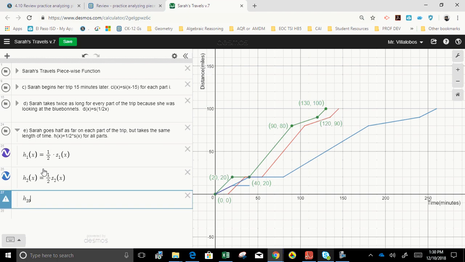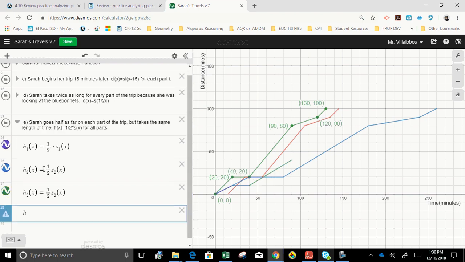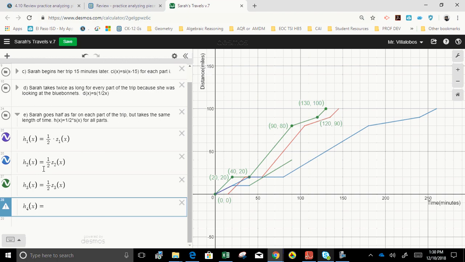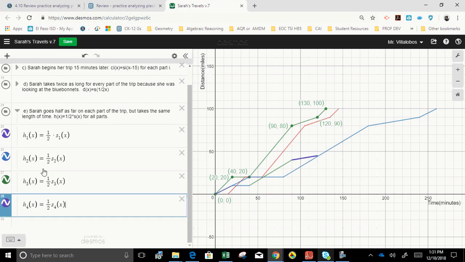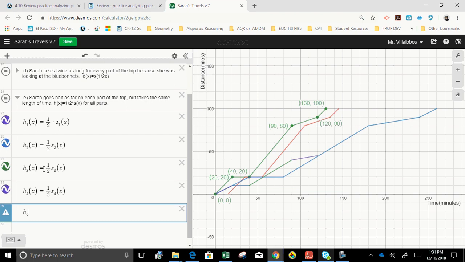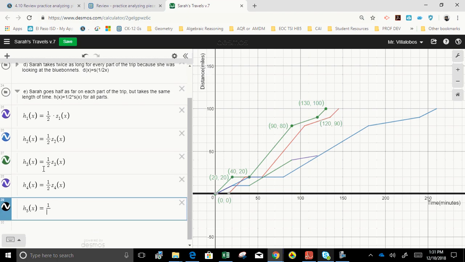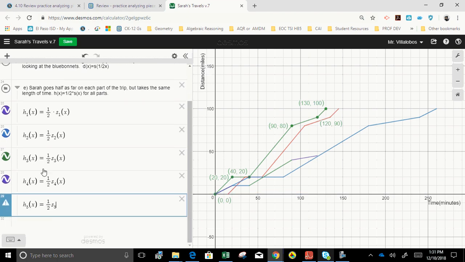h3 of x equals half of s3 of x. h4 of x equals half s4 of x. Finally, h5 of x equals half s5 of x. And you'll see the purple one is half.